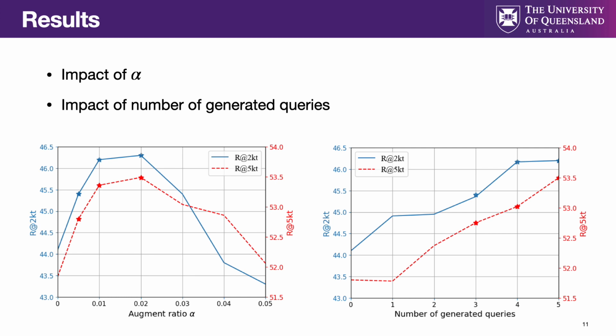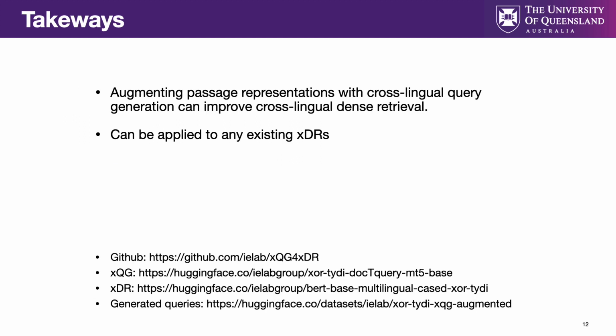We then investigate the number of generated queries. For this, we fix alpha and we change the number of generated queries for each language. As we can see, more generated queries is always helpful, and this finding is actually also aligned with Doctor Query.